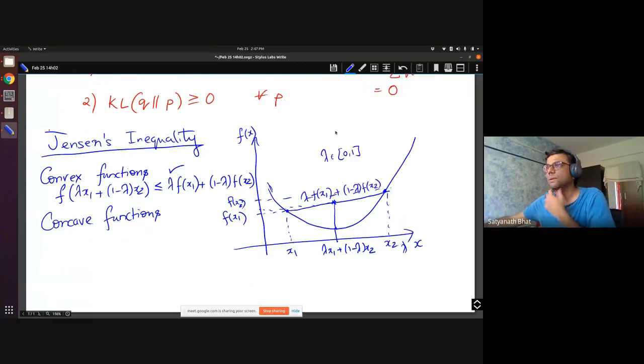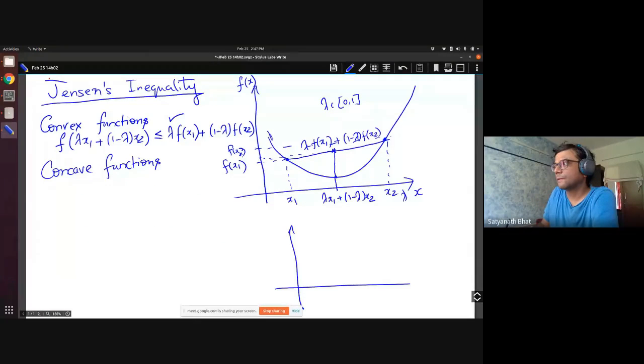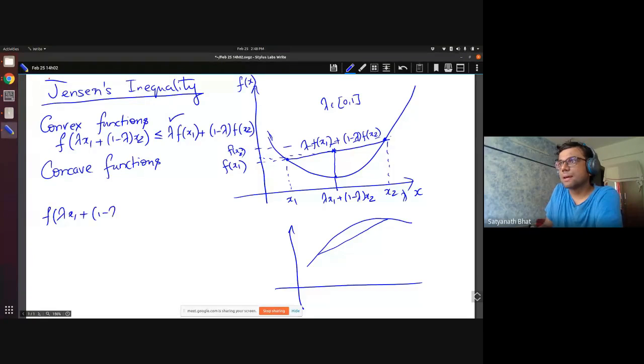Let me draw that as well. For concave functions, you have the opposite nature. This is again the same thing, but I will not explain it again. f of lambda x1 plus 1 minus lambda x2 is going to be bigger than the line. So the line joining any 2 points is under the curve for concave functions, the curve goes above, and this is true for all x1 and x2, by the way.